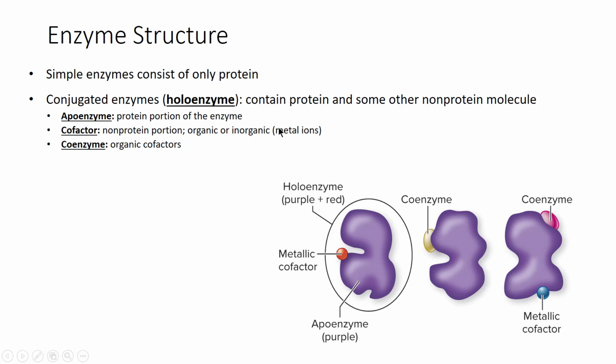If you've ever looked at a multivitamin nutrition label, you'll see things in there like copper and nickel and heavy metals, very small amounts. But those metals are actually used very often in these conjugated aspects of enzymes, and that's why you need small amounts in your diet in order to make these certain enzymes function properly.